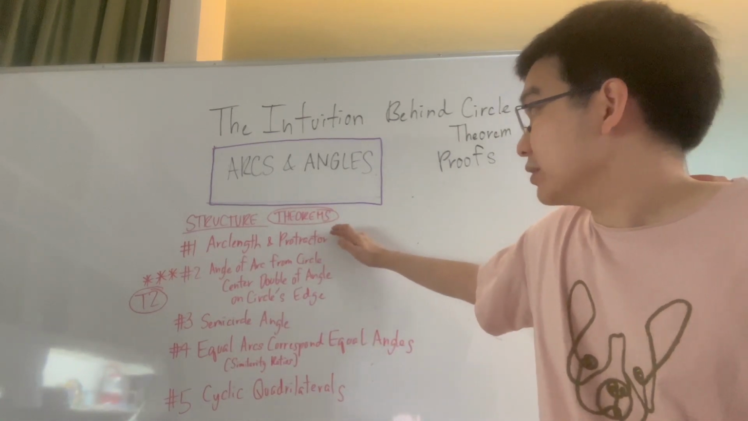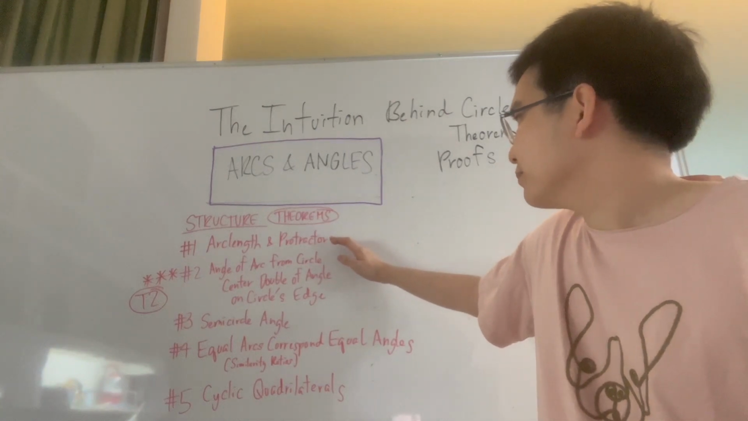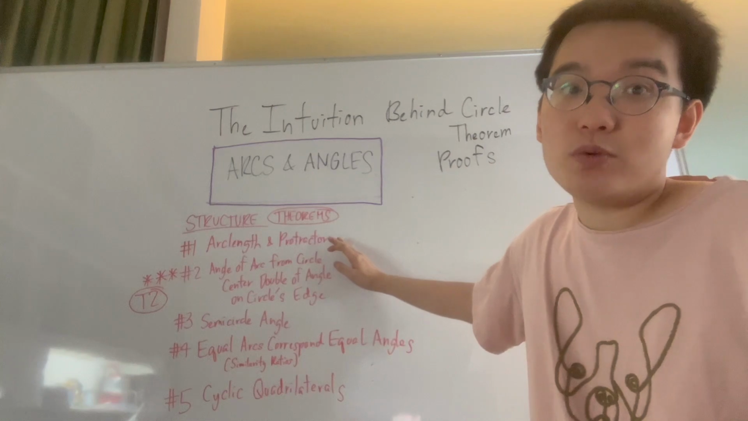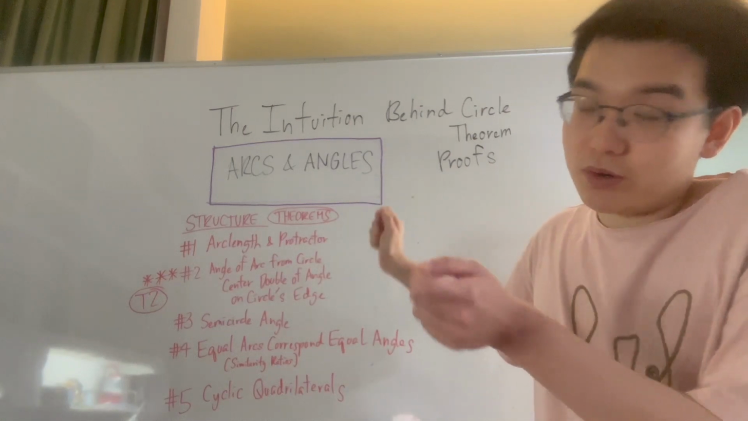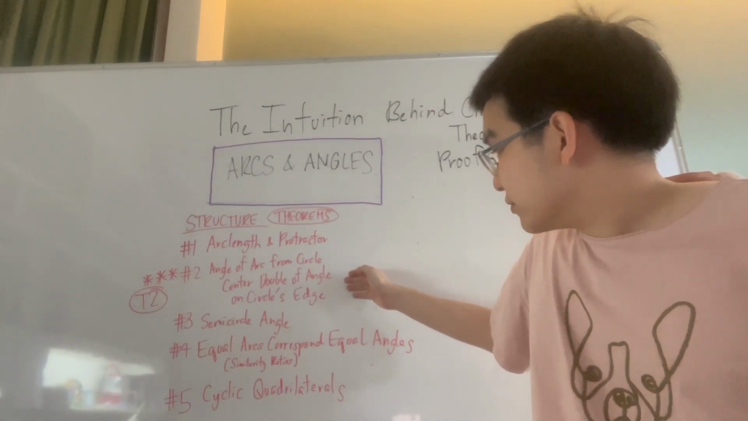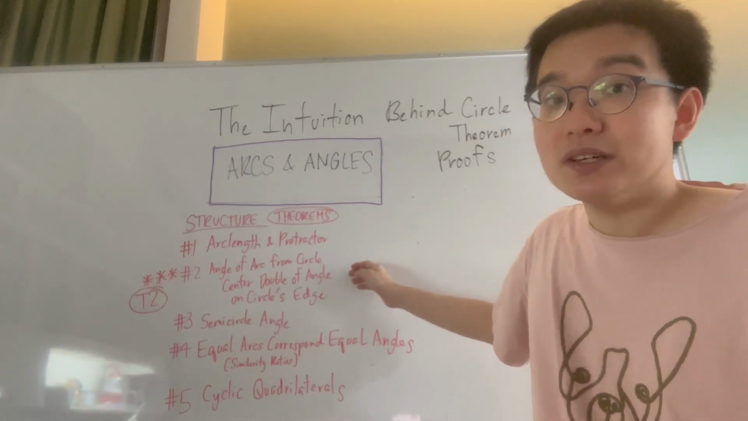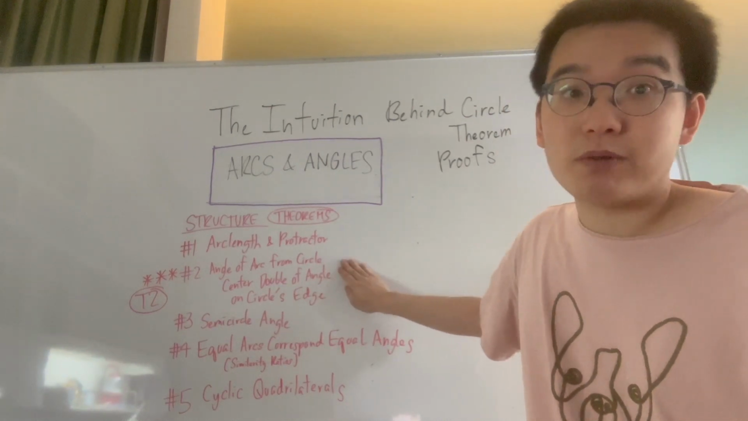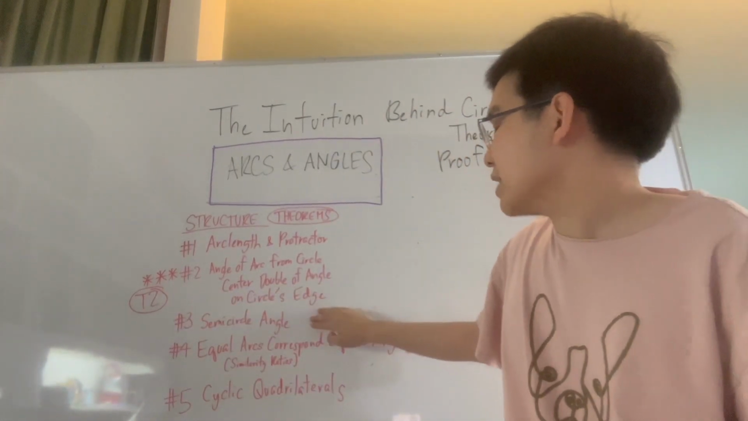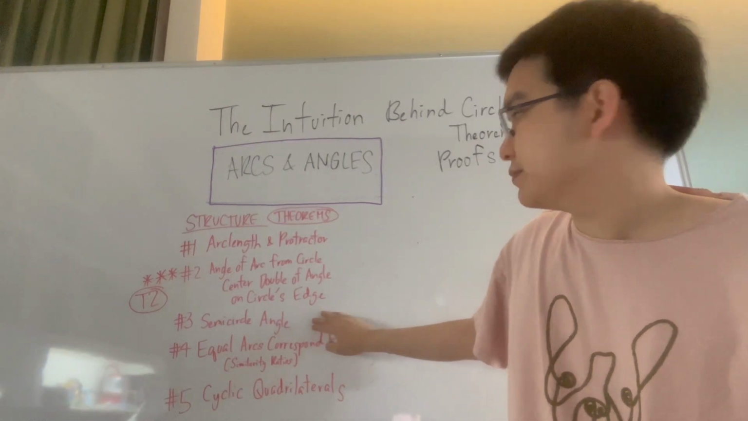The first one, we're going to look at how angles are proportional to arc length, and how when we measure with a protractor, we look at angles. Then I'm going to prove this theorem, which helps us show that the angle of an arc from a circle center is double the angle on a circle's edge. This is going to be referenced very often, so I'm going to call this T2. Next, I'm going to show a theorem related to the angle of a semicircle.